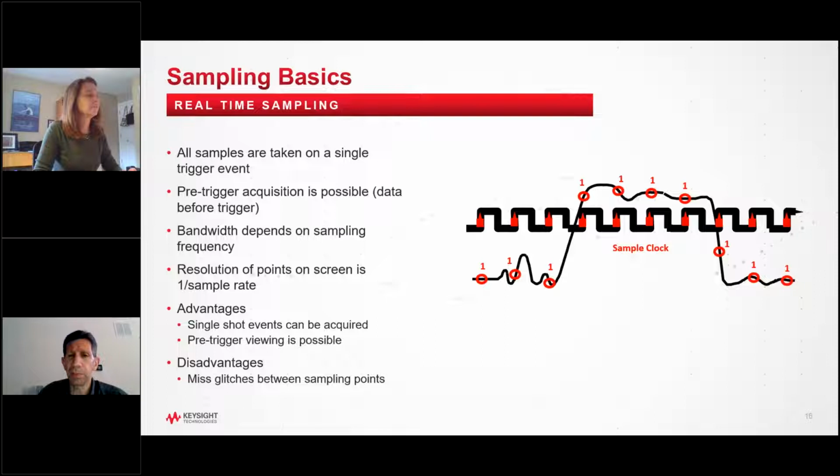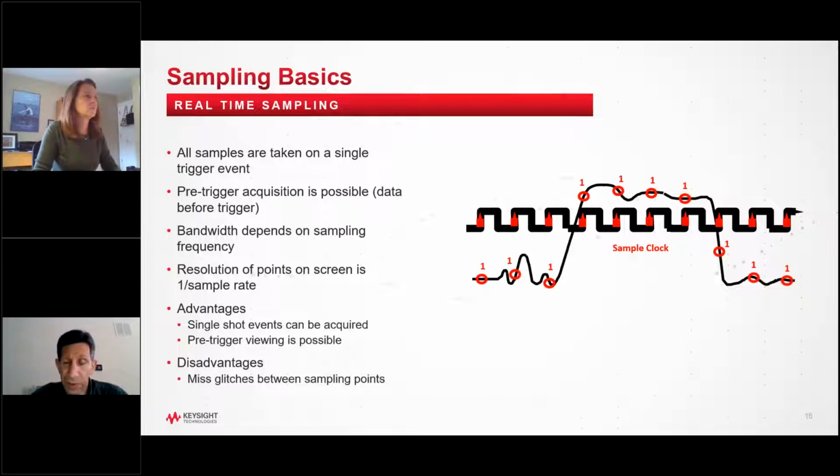So the resolution of the points on screen is 1 over the sampling rate. So if I was sampling at 5 gigasamples per second, like we had in that previous slide on the scope faceplate, then these points, the real sampling points, would be spaced 1 over 5 gigasamples per second, or 200 picoseconds apart, and then stitched together. Okay, some of the advantages of real-time sampling, again, you can acquire single-shot events.